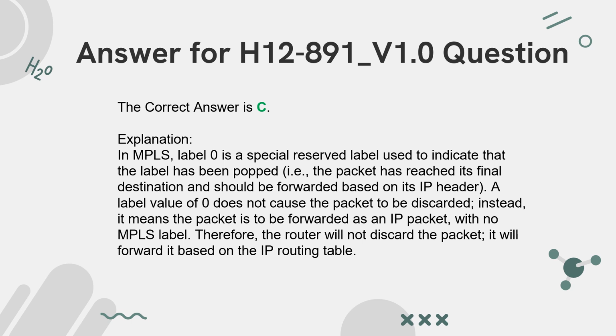In MPLS, label 0 is a special reserved label used to indicate that the label has been popped, i.e., the packet has reached its final destination and should be forwarded based on its IP header. A label value of 0 does not cause the packet to be discarded. Instead, it means the packet is to be forwarded as an IP packet, with no MPLS label. Therefore, the router will not discard the packet. It will forward it based on the IP routing table.